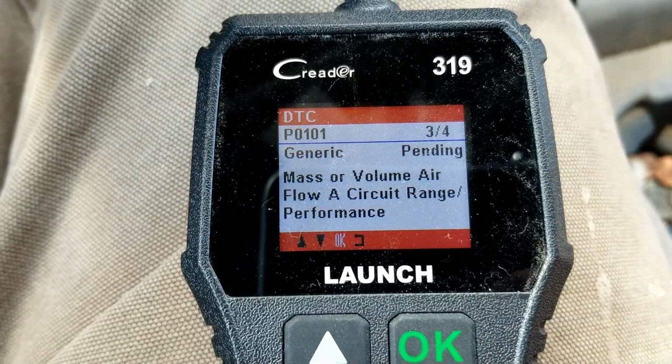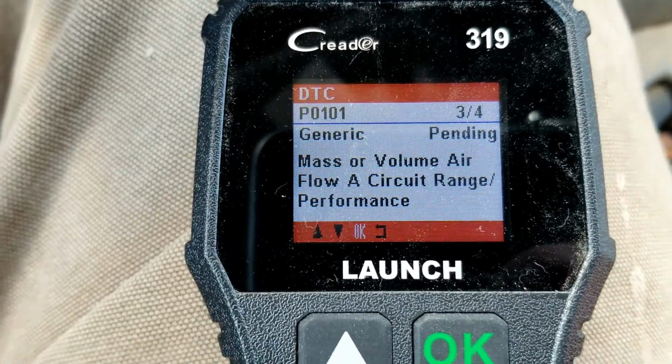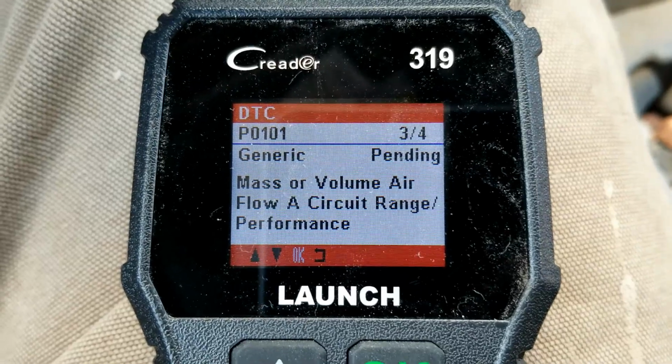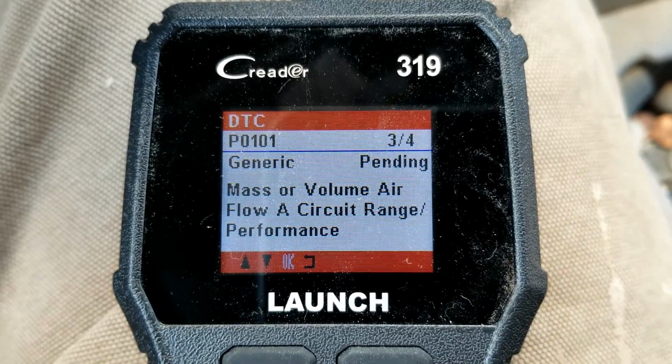So I'm on this 2004 Toyota Tacoma, and I got an error code P0101. And so I thought I'd go over how I'm going to go about fixing it. And so what is this P0101 code?